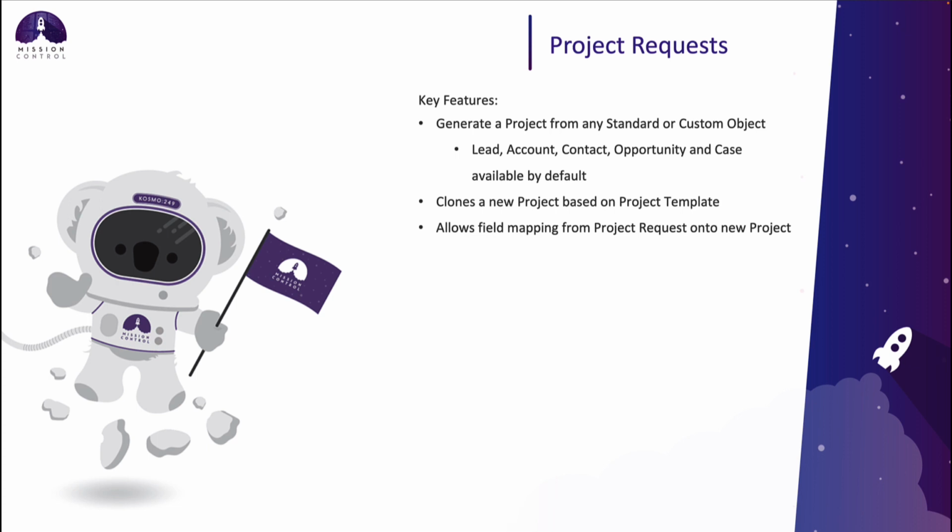For the initial part of configuration, you can set up formula fields or flows to copy over values from your object onto similar fields on the project request object. That is the custom config that you do. Then on the Mission Control side, you can set up the mapping between the project request and the project, so the new project can pick up those values and store them. So let's jump in and have a look at this.